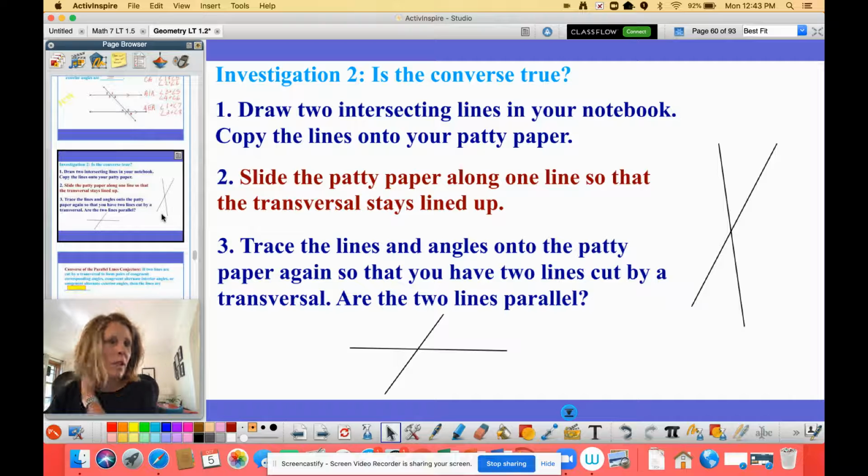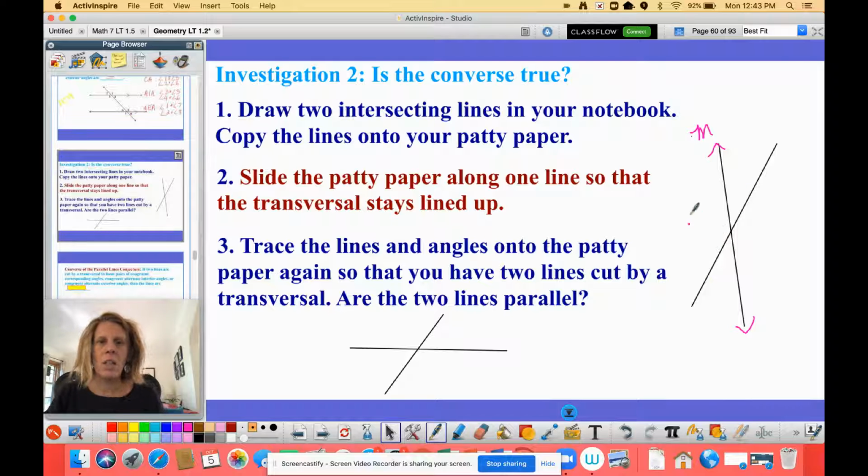Now, I want you to do another investigation, and this is asking if the converse is true. You're going to need a piece of patty paper for this also. You're going to draw two intersecting lines in your notebook, just like this or like this down here, it doesn't matter. You're going to copy the lines onto your patty paper. Now decide which one of these is going to be the transversal. Maybe I'm going to label this one right here my transversal.